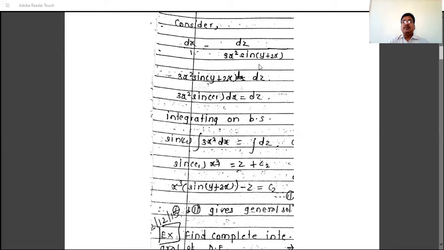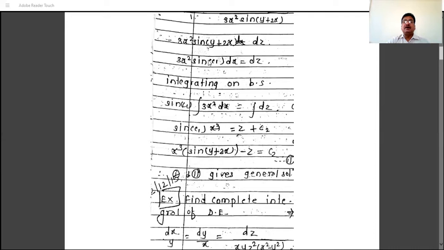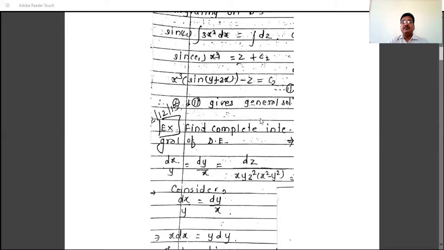So substitute y plus 2x as c1, and then separate the variables. We have 3x square sin c1 dx is equal to dz. Then integrating. So this sin c1 is now a constant quantity, and integration of x square is x cube by 3. So the 3 cancels, and therefore we have x cube sin c1 is equal to the integration of dz, which is z plus c2.